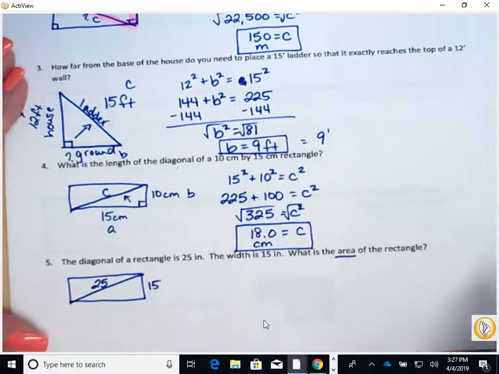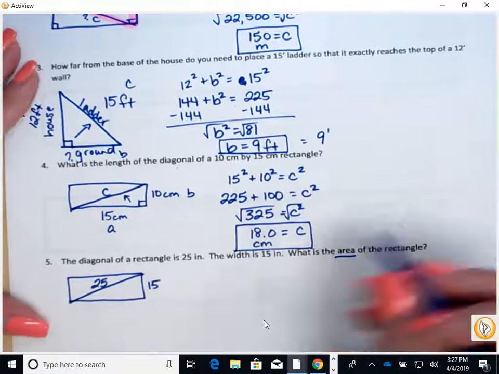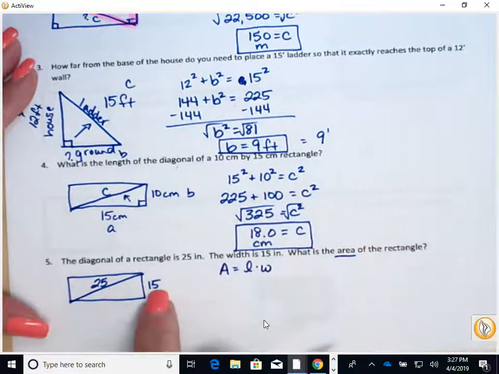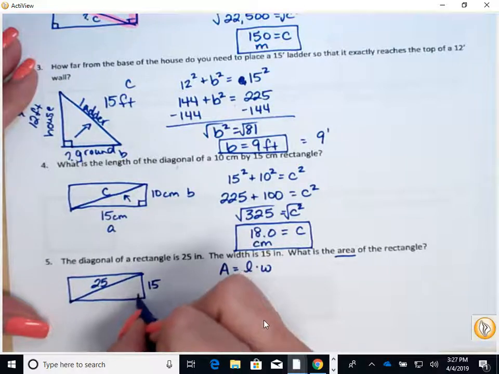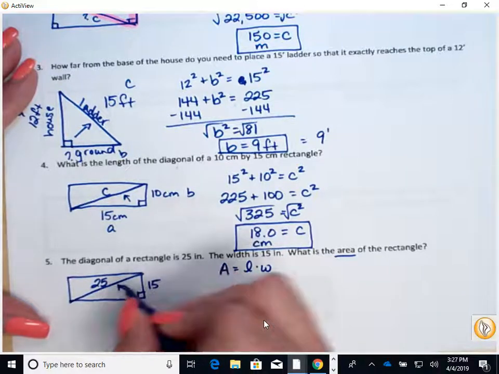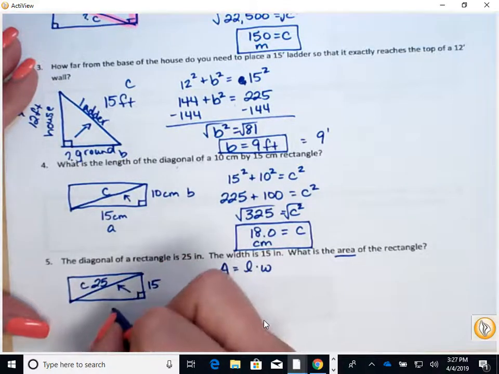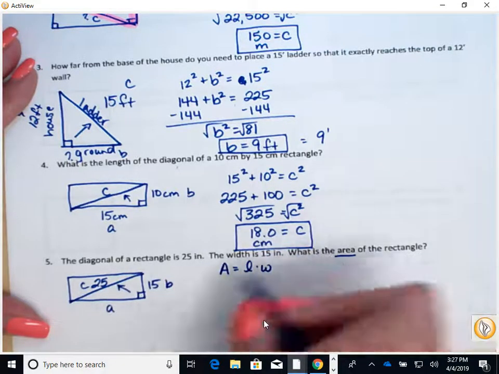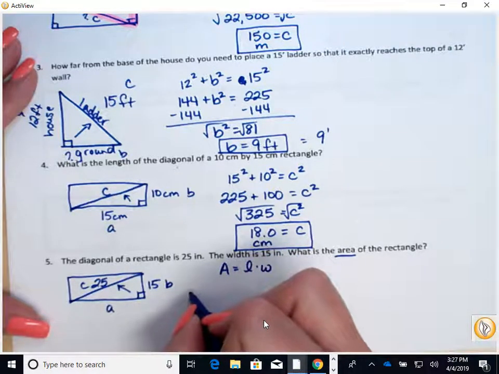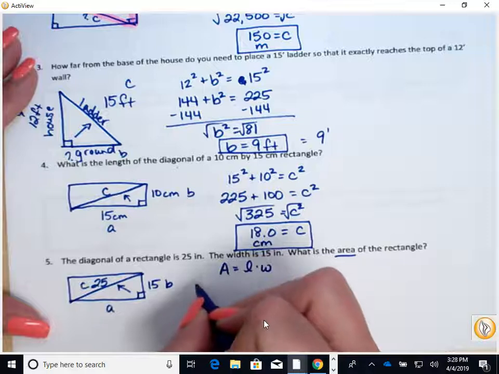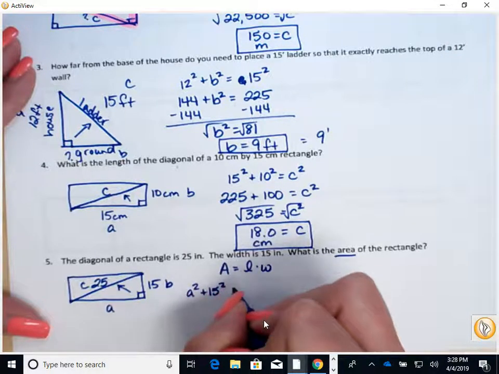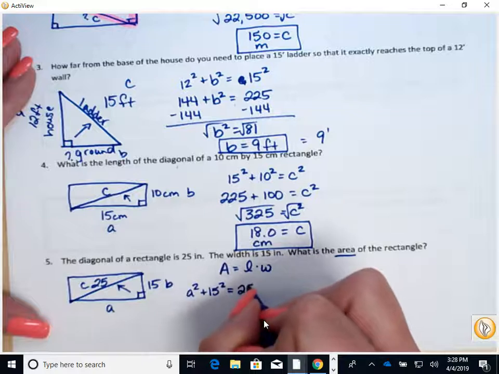Well, to be able to find area, we got to do length times width. So area of a rectangle is length times width. We only know the width, we don't know the length. So that's what we got to find first using Pythagorean theorem. So the diagonal is my C side. I'll call that my A side, this my B side. So first you got to find that. So a squared plus b squared equals c squared. So that's a squared plus 15 squared equals 25 squared.